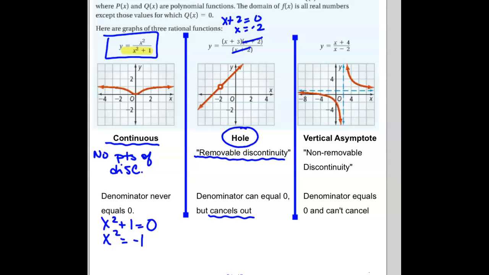Okay, that's important. If we can remove the discontinuity, if we can remove the problem, then it's considered a hole. It's just a single point that you can think of being able to remove just by filling the hole. Okay? So in this case, when x is negative 2, you will see here that there's a hole in our graph where x is negative 2.